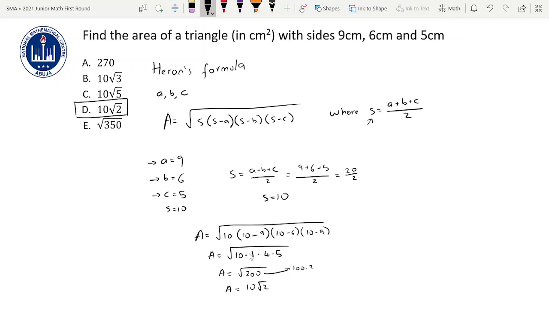If you're given the three side lengths of a triangle and you're asked to find the area, you make use of Heron's formula. You start by finding the semi-perimeter of the triangle, and then you use that and the three side lengths in Heron's formula, that's this formula here, to find the area of the triangle. So that's how to go about solving this question.